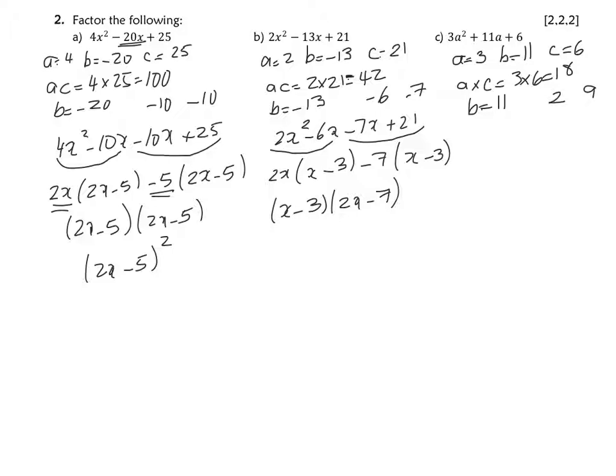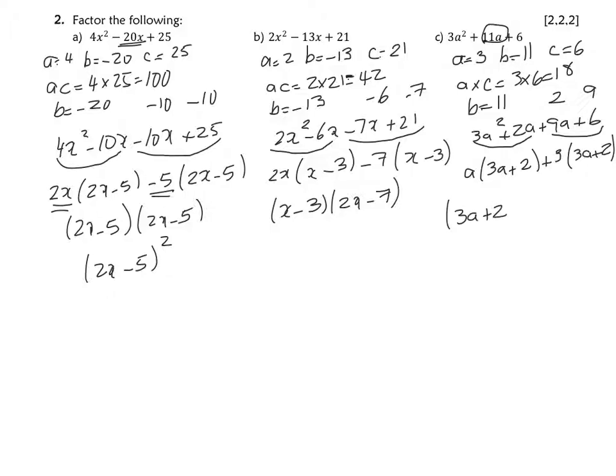So I can decompose the middle term and I get 3a squared plus 2a plus 9a plus 6. 2a plus 9a is 11a. So take the first two terms, the last two terms. The first two terms, the common factor is a. So I get 3a plus 2. And the last two terms, the common factor is 3. So I get 3a plus 2. Now 3a plus 2 is common. So I take 3a plus 2 out. And I get a plus 3.